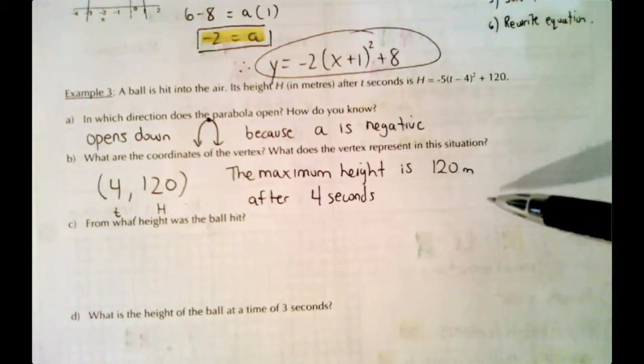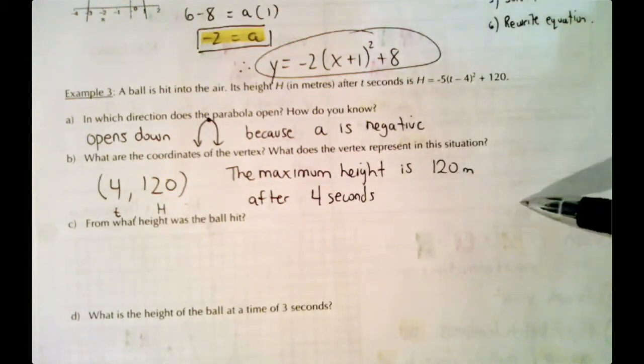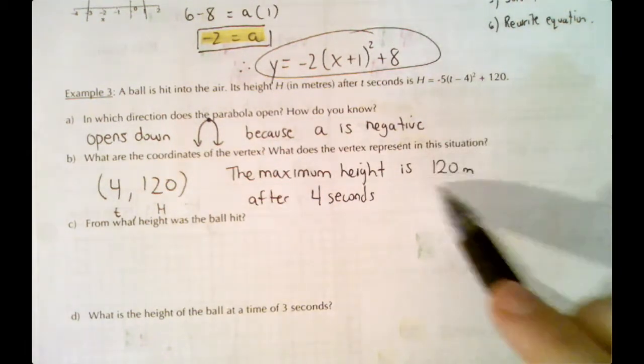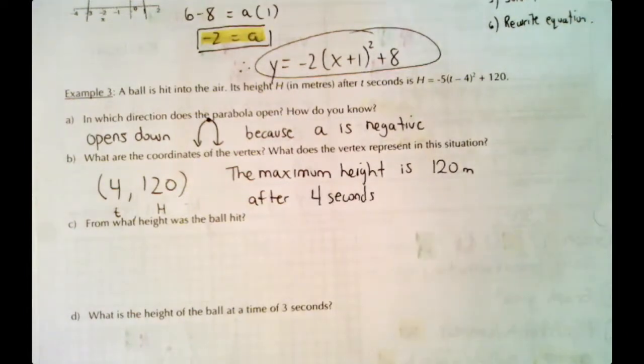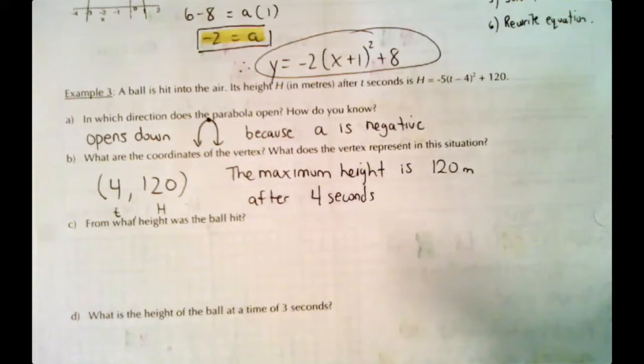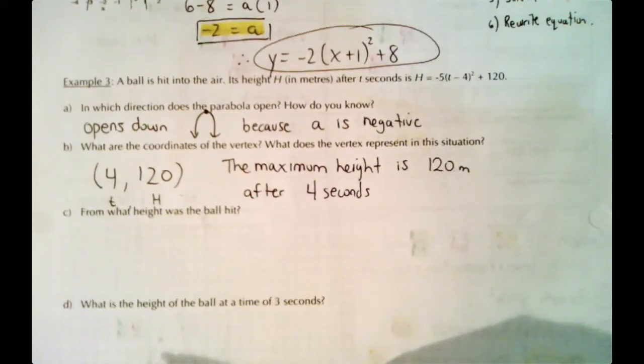That kind of makes sense. Ball's on the ground, it gets hit up into the air, and it lands. The vertex demonstrates the maximum. The maximum is 120 after 4 seconds. From what height was the ball hit? Well, that's an interesting question. To answer this question, we have to know when the ball was hit.